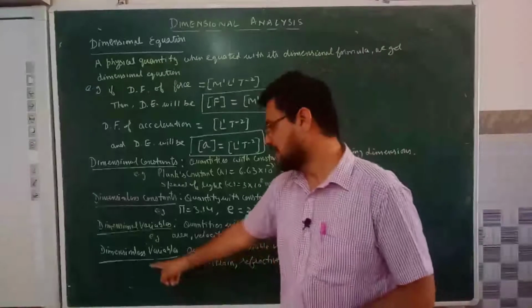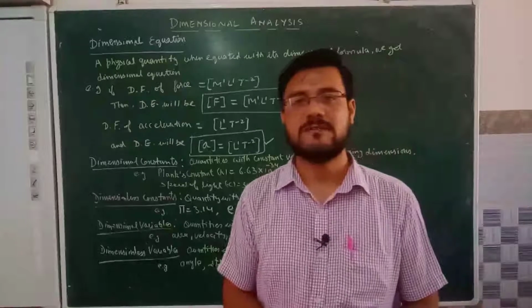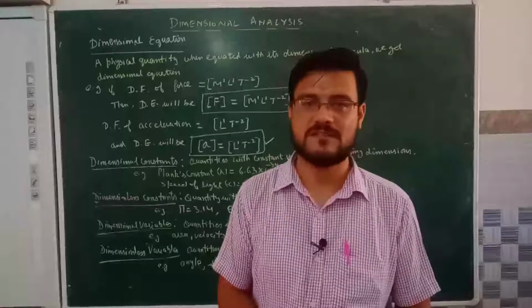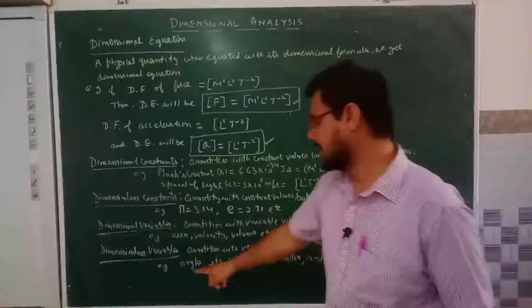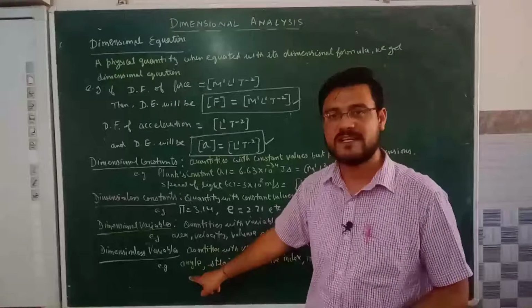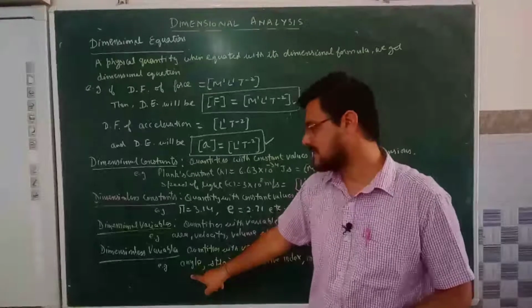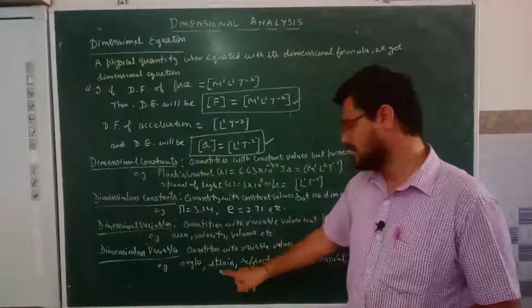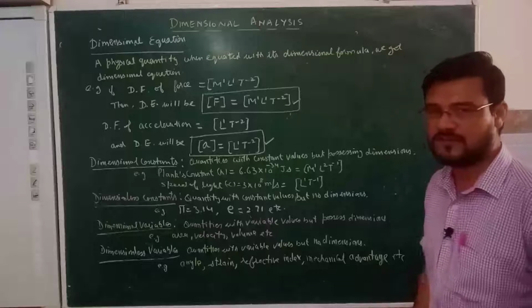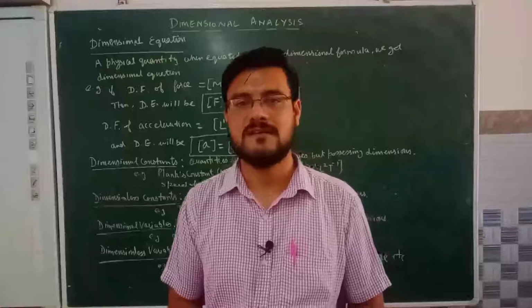Then at last, we have dimensionless variables. These are the physical quantities which possess variable values but do not have any kind of dimensions associated with them. For example, angle. Angle is the ratio of the length of an arc to its radius. So it is a ratio of two similar quantities, so it has no units, no dimensions. So it is a dimensionless variable. Then there is strain, refractive index of a liquid, mechanical advantage for a machine, or velocity ratio. They fall into the category of dimensionless variables.